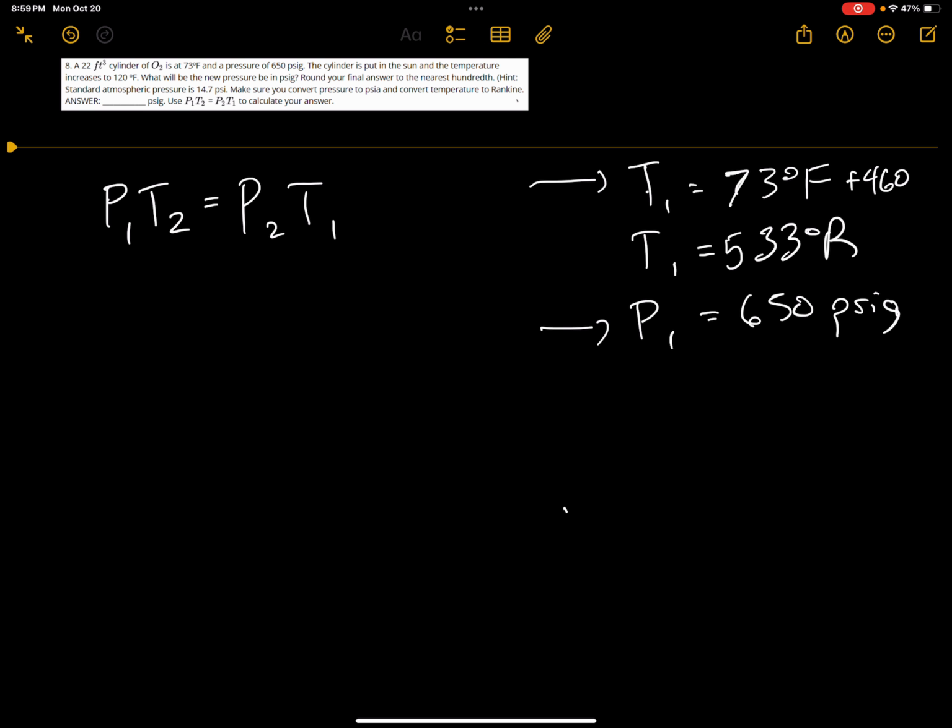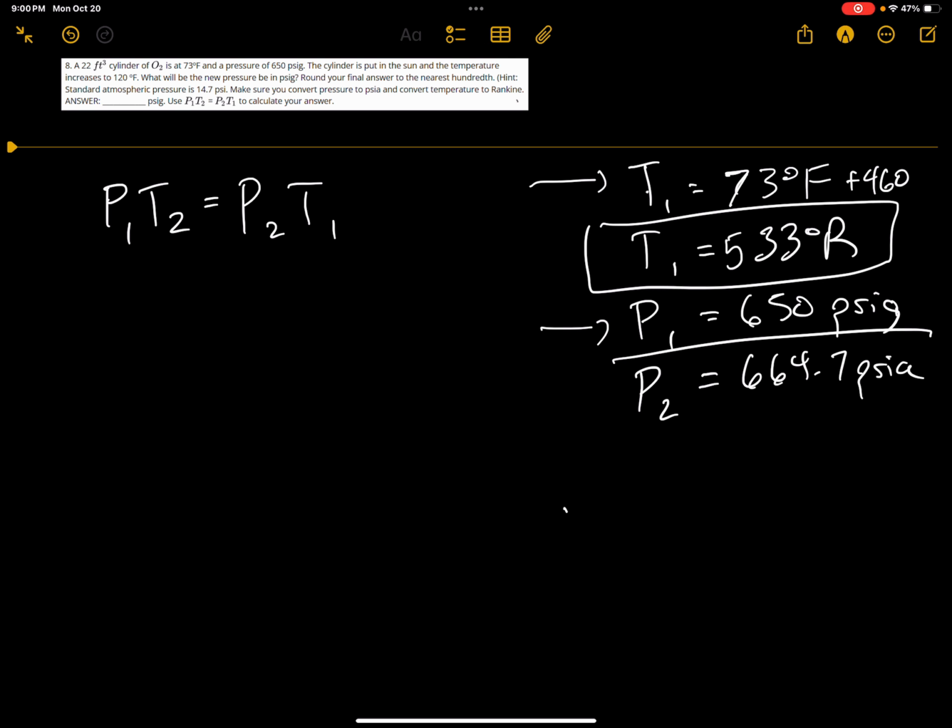And pressure, that's in gauge, so we need to convert it to absolute. So what we need to do is add 14.7 psi to it, so 664.7, and now we're in psi absolute value. Okay, good. So we have these two values. This is the one I'm going to use in the formula, and this is the one I'm going to use in the formula.